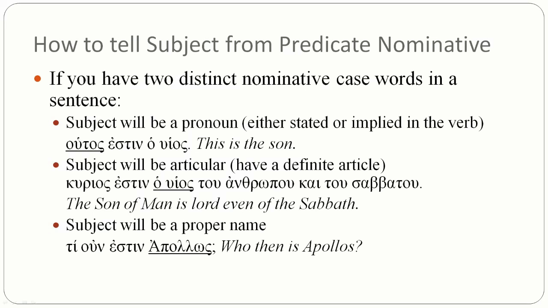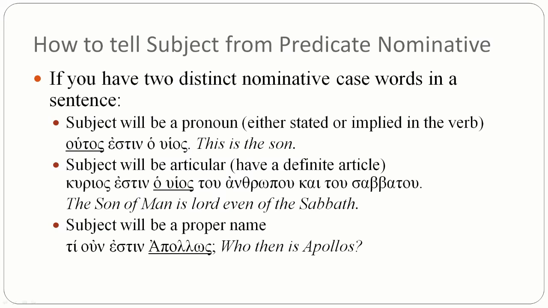So the subject will either be that pronoun that's stated or the pronoun in the verb. Here's an example: houtos, not one of those personal pronouns that we went over, but what is called a demonstrative pronoun, this or that. Houtos in this case means this. And so houtos estin ho huios means this one, or this, is the son. The subject is going to be that pronoun. So this is the son, not the son is this one.